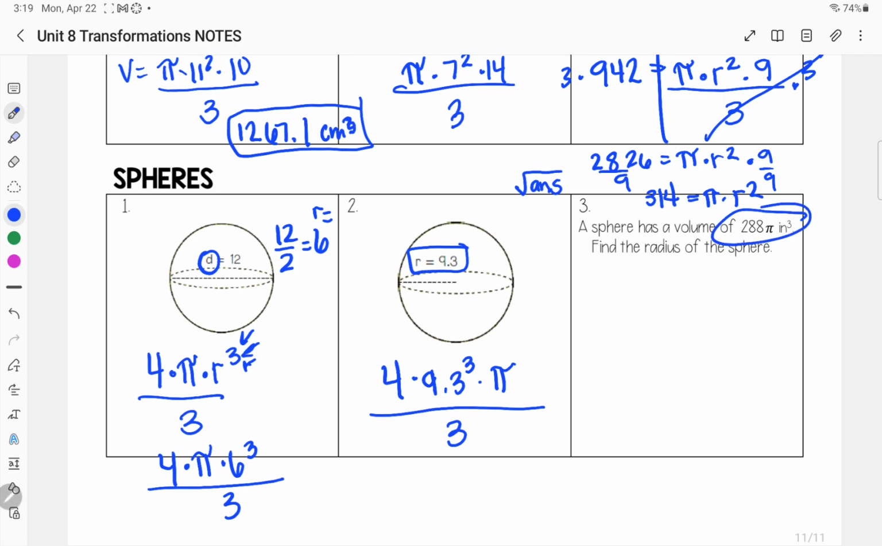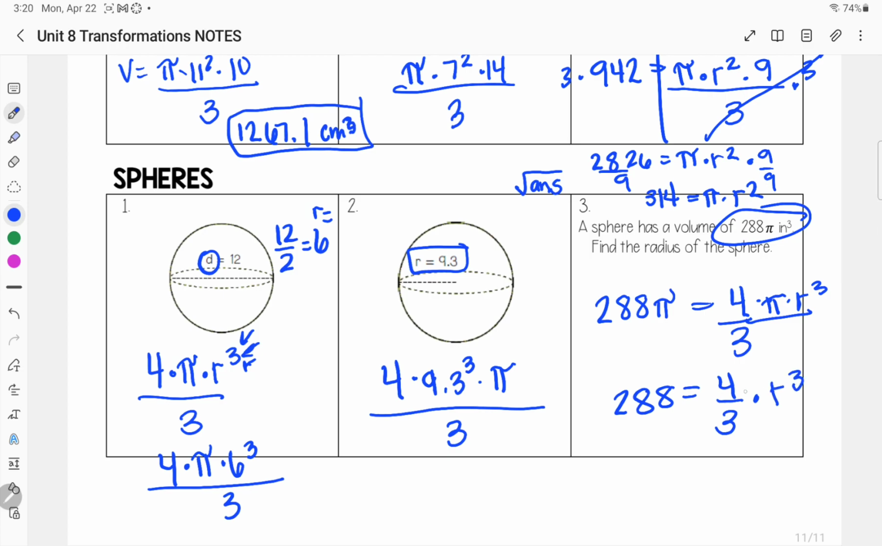And then our last one, you'll notice they've left this in terms of pi. I have 288 pi equals, it tells me this is your volume. And that equals 4/3. So 4 times pi times radius cubed. So you'll notice a couple things. Both of these have pi. So if I divide pi by pi, I'm going to get 1. So that's going to leave you with this, because those pi's will cancel out when I divide.